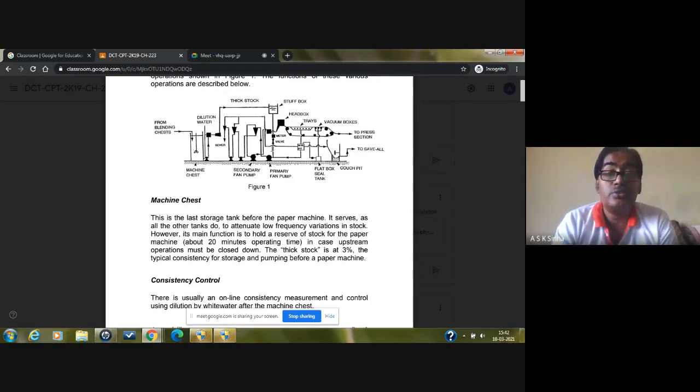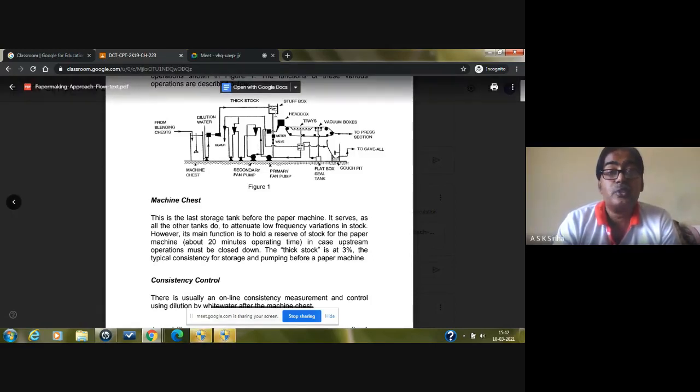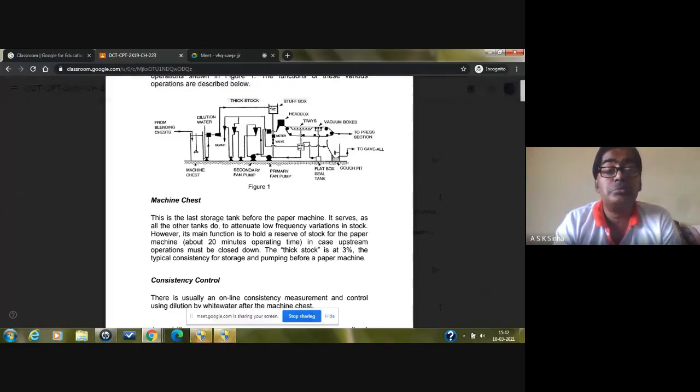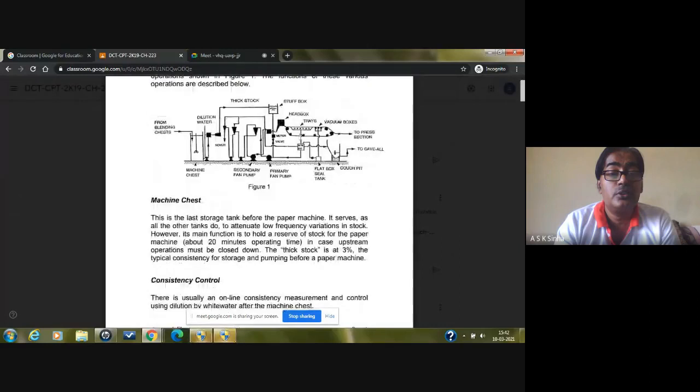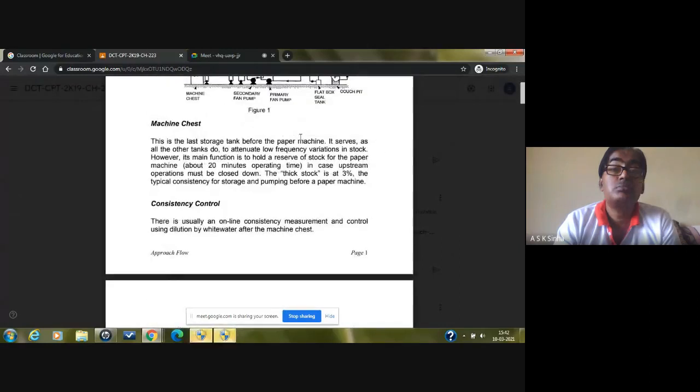So again, you can see here some other equipment like the meter valve. Then we have the stub box here, that will be supplying the material here by maintaining the constant level. So now the important point is what the different important sections are. One section is the machine chest, and this machine chest we already saw.